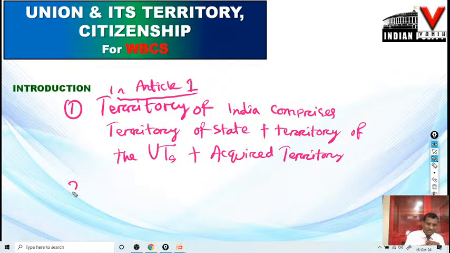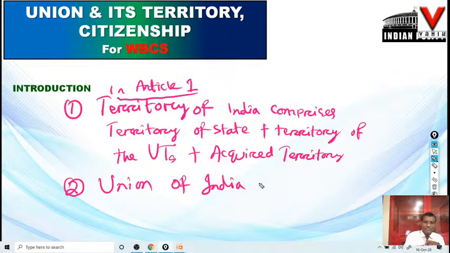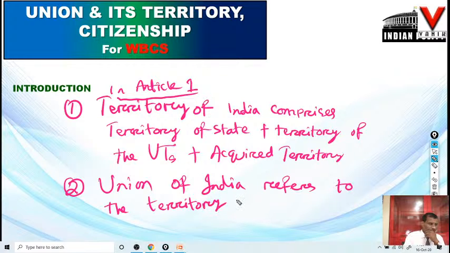But there is another concept in Article 1, that is Union of India. Union of India refers to the territory of the states only. How many states are there at present? There are 28 states. So Union of India refers to the territory of the states only. Therefore the territory of India is larger than the Union of India. That is all about Article 1. Territory of India is the larger entity; it refers to the whole of the geographical territory of India, and the Union of India refers to only the state territory. That is the thing you have to remember.